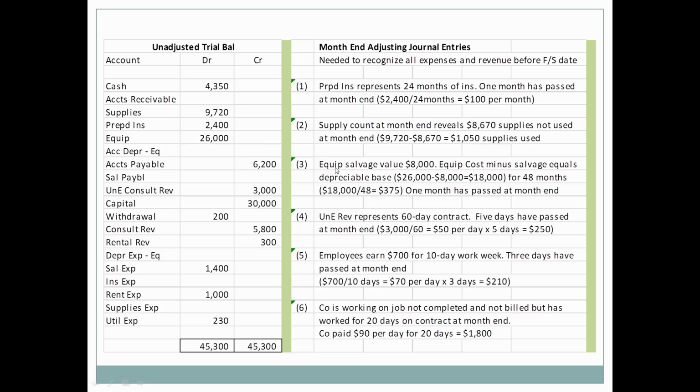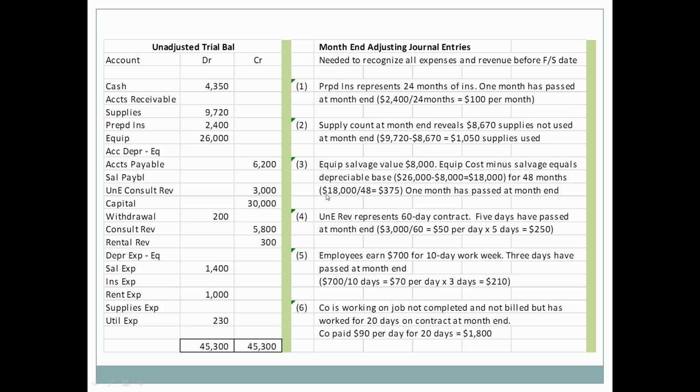So how do we calculate depreciation? Equipment salvage value is $8,000. Equipment cost, which was $26,000, minus any salvage value will equal the depreciable base. Our equipment cost is $26,000. Our equipment salvage value is $8,000. So this means our depreciable base will be $18,000. And we assume that this equipment is going to be in use for 48 months.